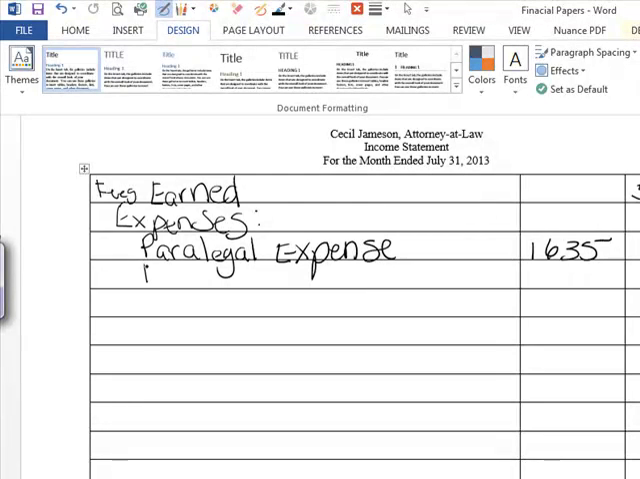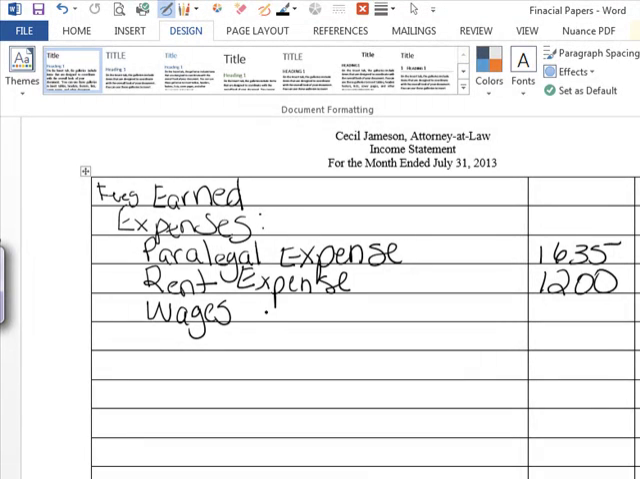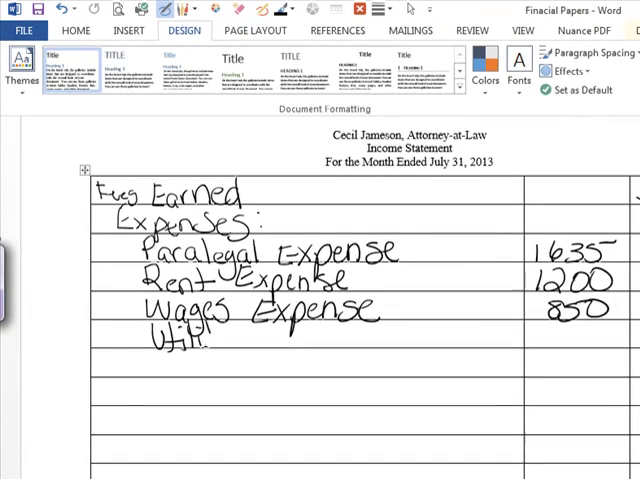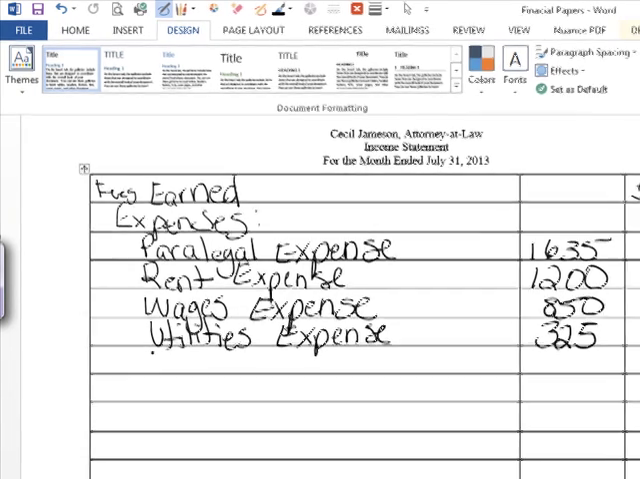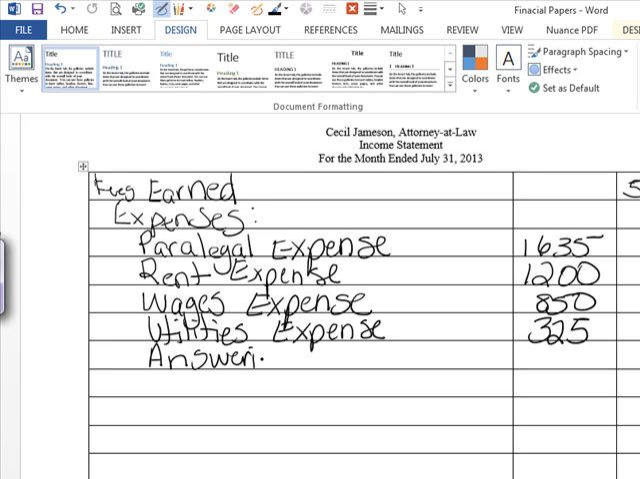The next largest expense we have is the rent, so we're going to do rent expense, and that was $1,200. The next expense is wages expense, and it is $850. And then we have utilities expense, and that is $325. Then we have the answering service expense, and that was $250. Then we have supplies expense.